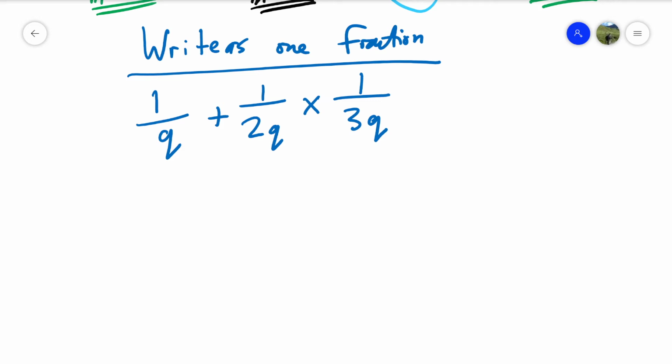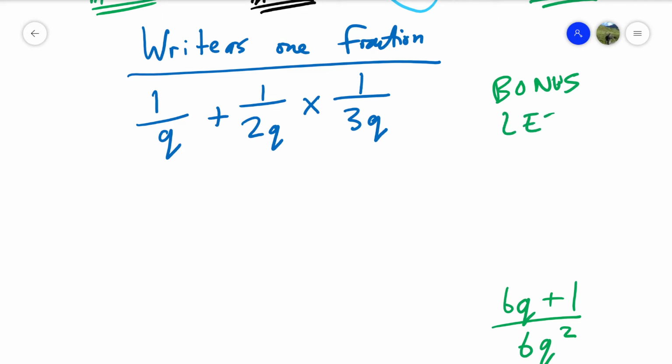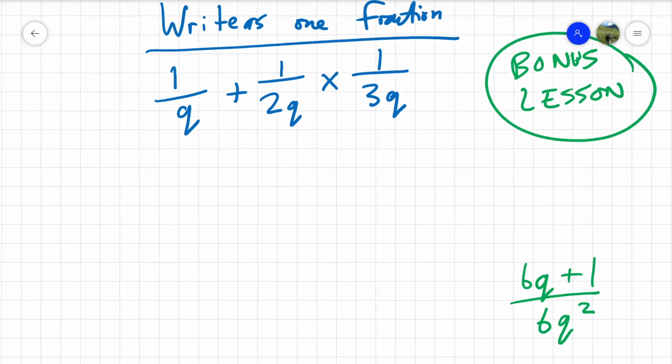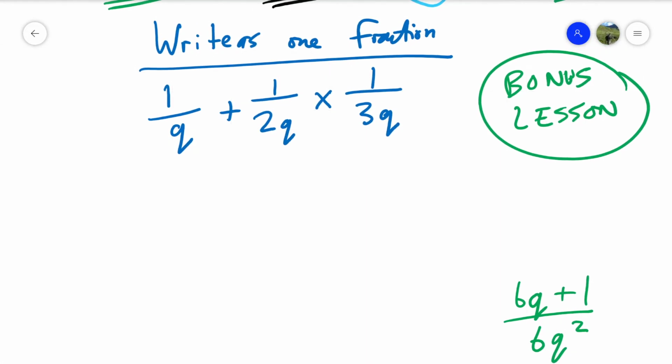Now, the answer is 6q plus 1 divided by 6q squared. This is easy if you just follow the basics. And by the way, there is a bonus lesson on this topic, so you can do some more practice. With anything, you can always search Google, look on YouTube, look in my ebook, find other teachers, whatever, to get more practice. But specifically, there is a bonus lesson on this. Anyway, I'm going to get on with this.